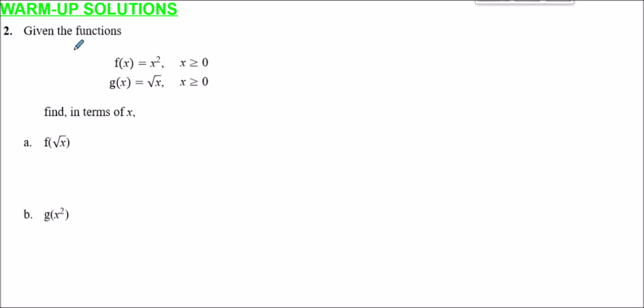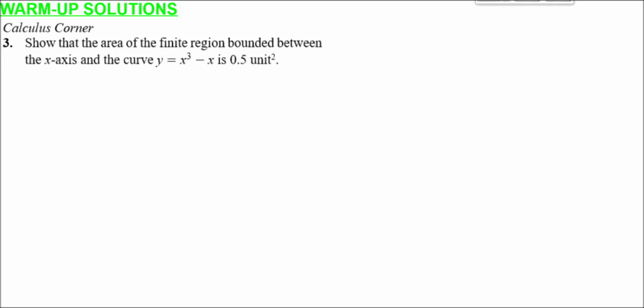Question 2, we've got these same functions from question 1. So finding, in terms of f, f of root x. So here the input for the function f is root x. Here you can see whatever the input is, we square it. And so in this case, we're going to be squaring the input, which is root x. Root x all squared, obviously, just gives us x. Likewise, g of x squared: whatever the input for g is, it gets square rooted. And so here, we're going to be square rooting x squared. Squaring and square rooting are inverse functions, so again, we get back the original x.